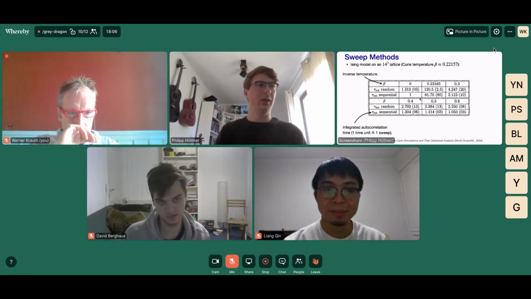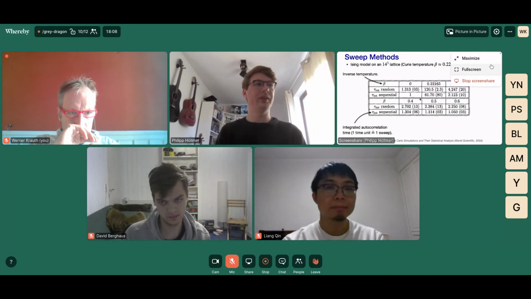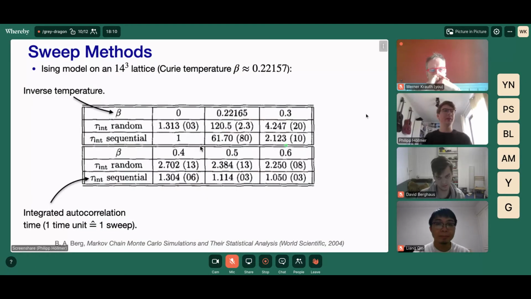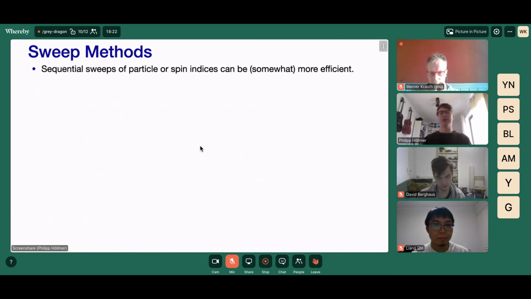For lower temperatures, you can see something very interesting happen. If you compare all the integrated autocorrelation times between the different schemes, you see that the sequential spin sweeps always lead to a somewhat more efficient simulation. So to conclude my introduction on sweep methods, sequential sweeps of particle or spin indices can be somewhat more efficient. This is known for a long time, and this is why they're usually used.